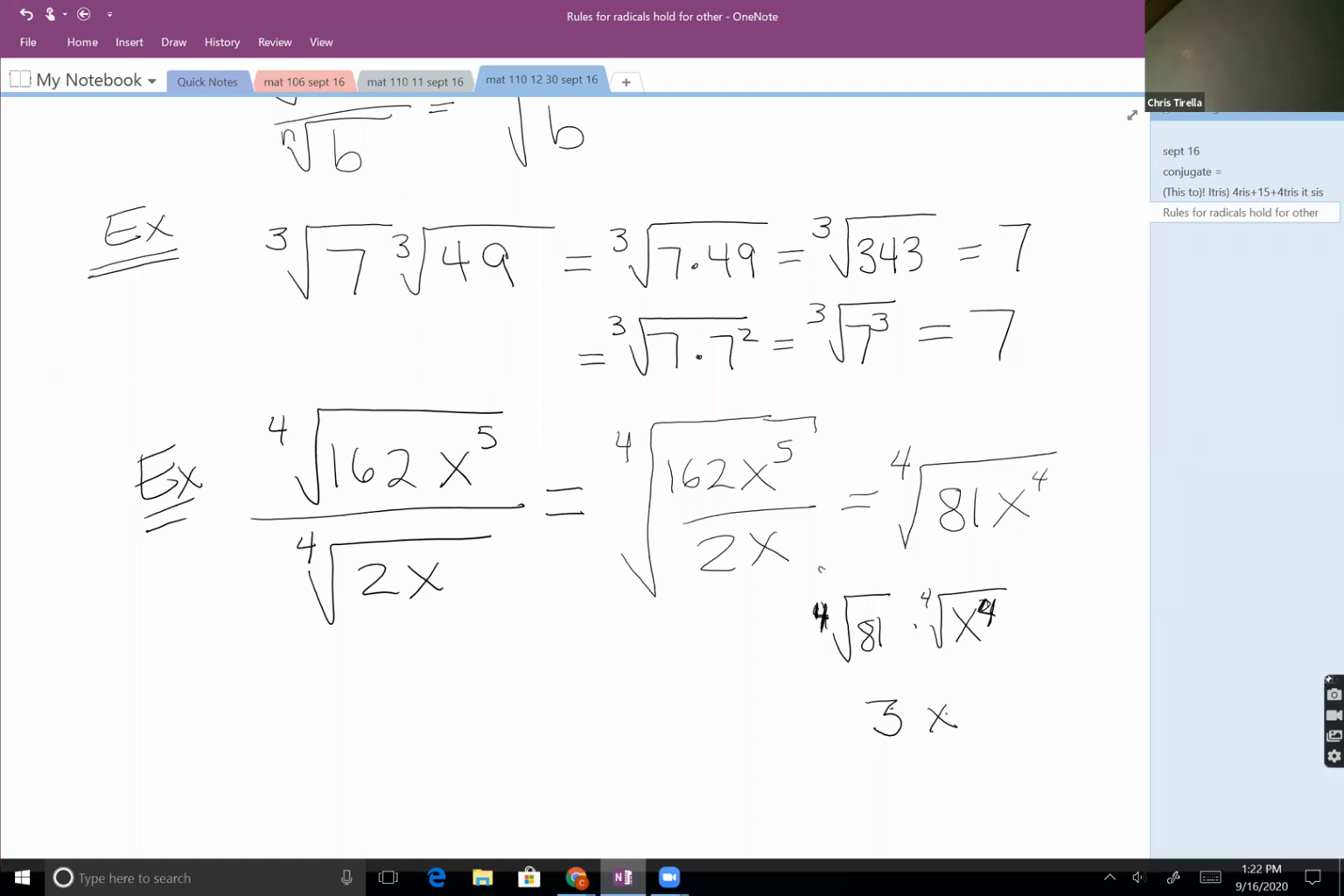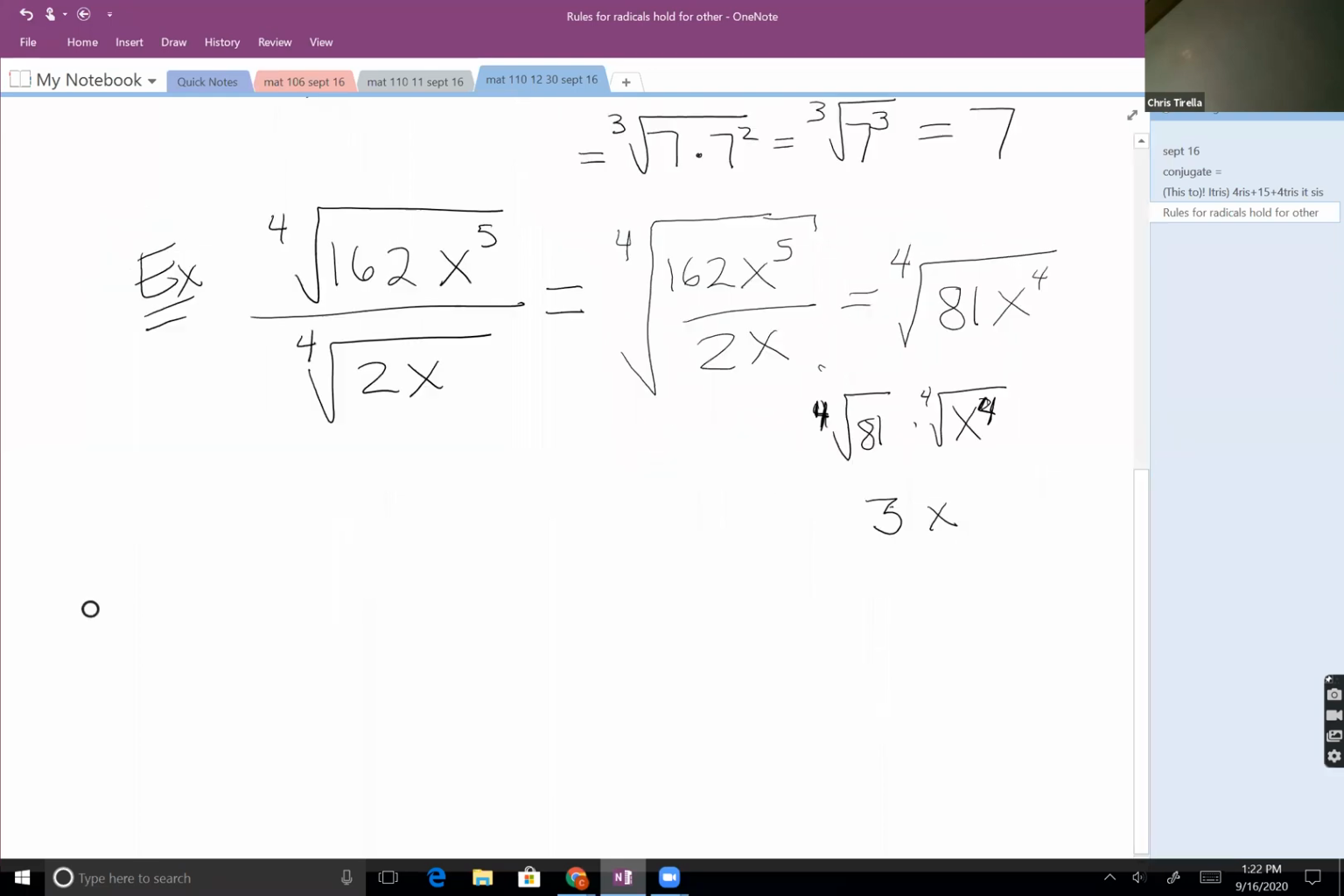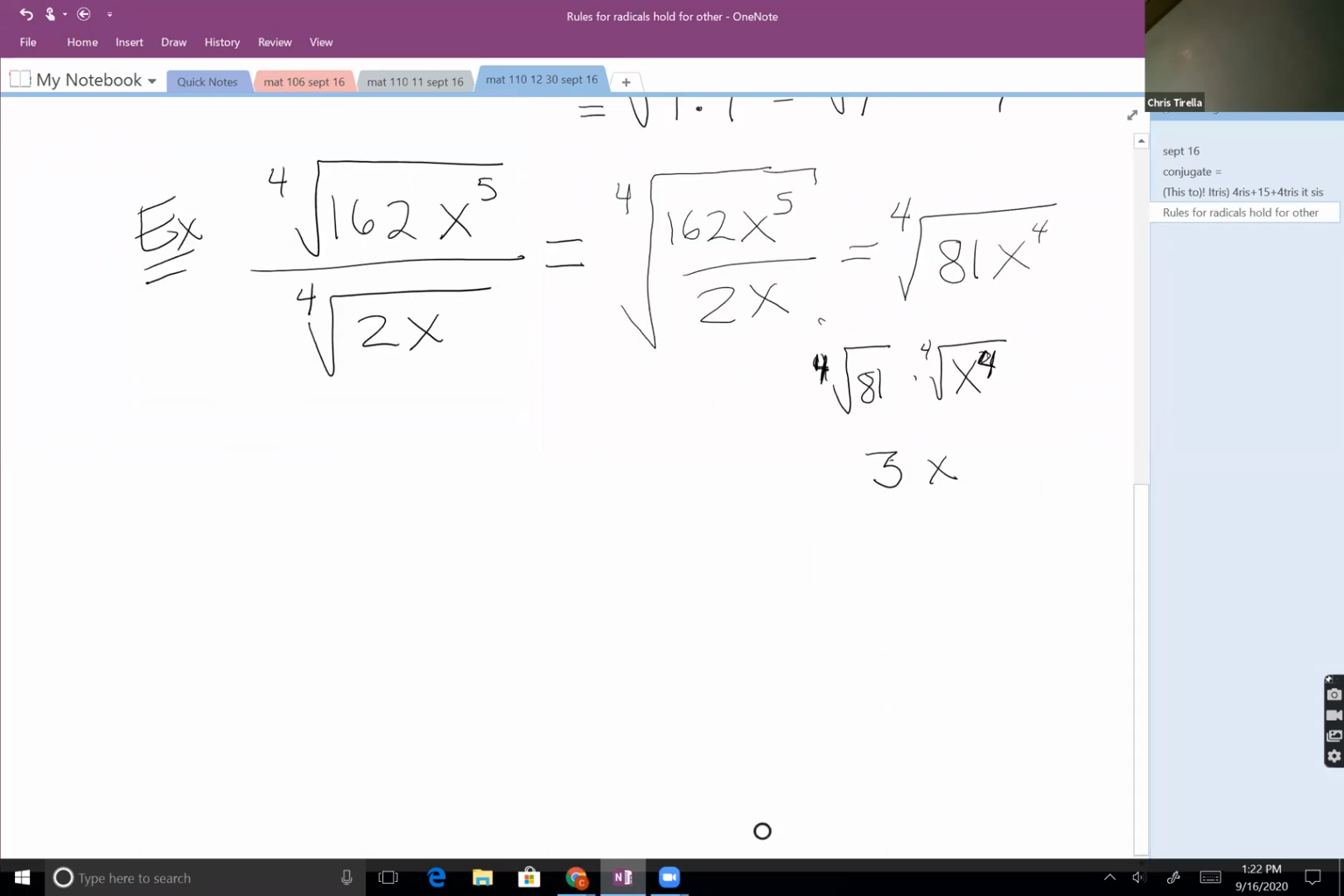And believe it or not, this second part, simplifying the root of a variable to a power, gets easier if we introduce the idea of rational exponents. Before we do that, is that one better now?